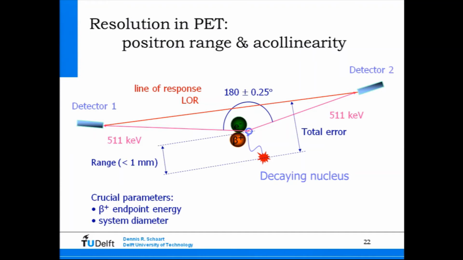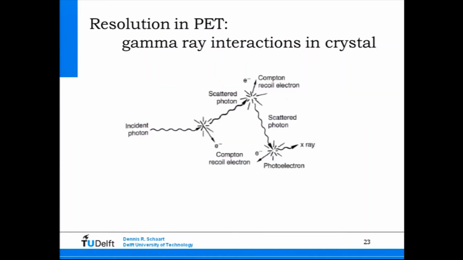Almost, but not quite. This principle is governed by the conservation of momentum, and the problem is that the electron is typically bound to an atom, which means that its momentum is not zero. And so the momentum has to be still preserved by the 2 511 keV photons, and you will see that the emission angles vary a little bit, typically by about half a degree. So there is always a little error in my line of response that comes from that.